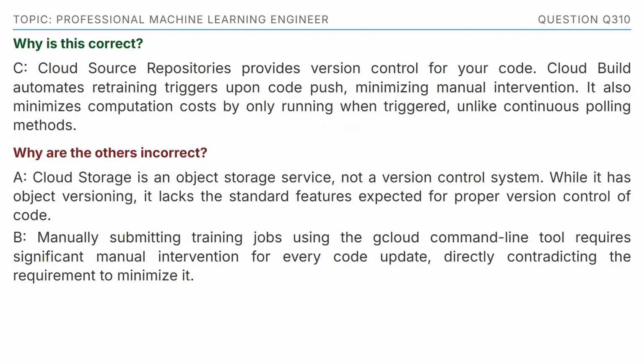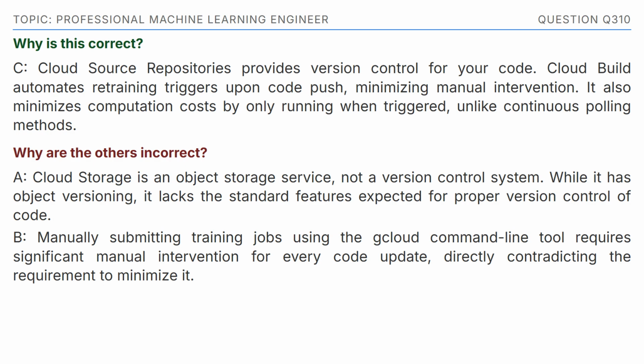Why is this correct? C. Cloud source repositories provides version control for your code. Cloud build automates retraining triggers upon code push, minimizing manual intervention. It also minimizes computation costs by only running when triggered, unlike continuous polling methods. Why are the others incorrect?